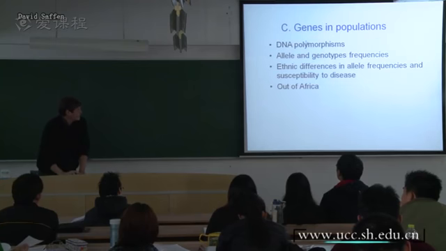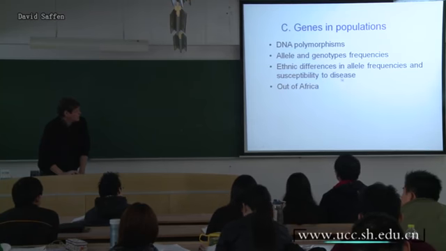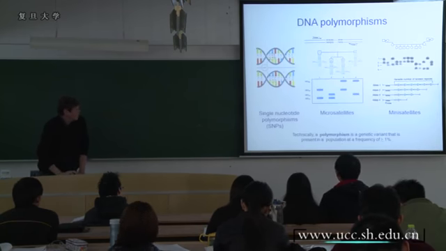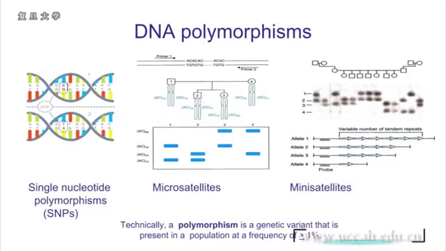Okay, so we're going to talk about DNA polymorphisms. We're going to talk about the Hardy-Weinberg equilibrium that shows the relationship between alleles and genotypes. And then I'll mention different ethnic differences in allele frequencies and how that reflects on the probability of developing the disease. And we'll talk a little bit about how genetics can tell us about how the human populations throughout the world have developed.